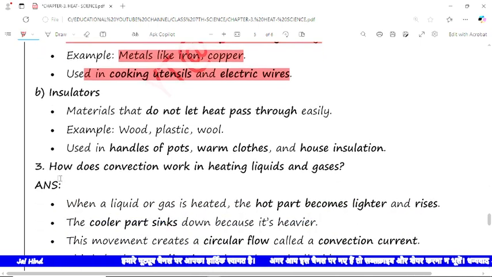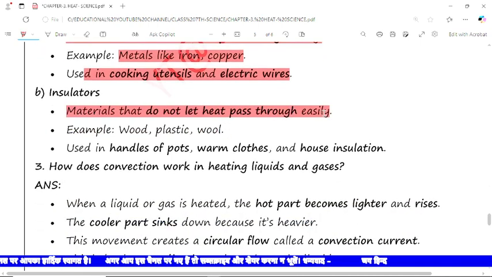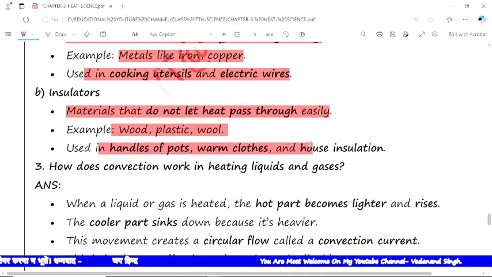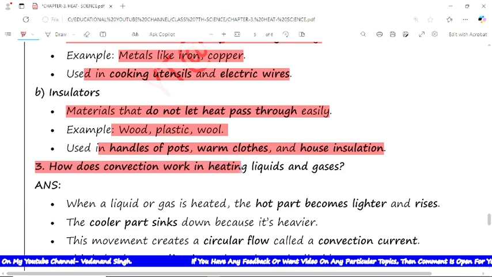And the insulator is a material that does not let heat pass through easily. The examples are wood, plastic, and wool. It is used in handles of pots, warm clothes, and house insulation. The next, third question is, how does convection work in heating liquids and gases?